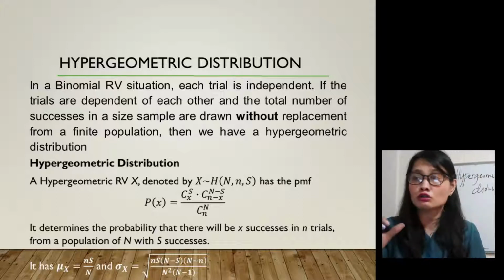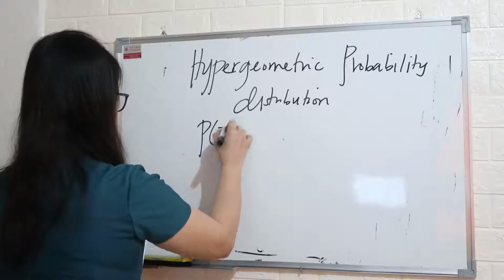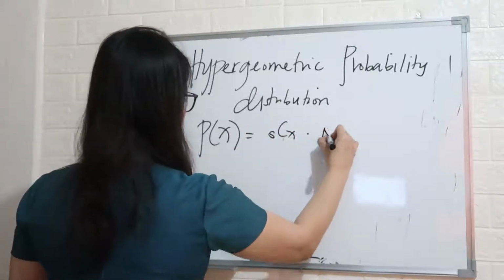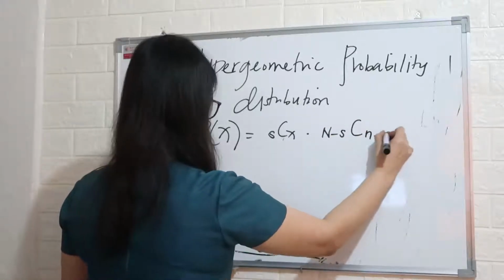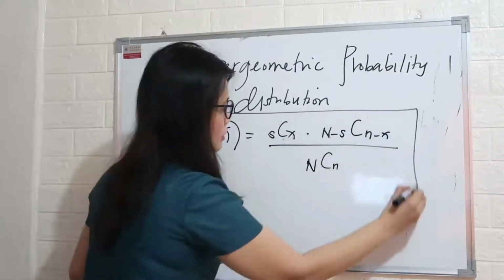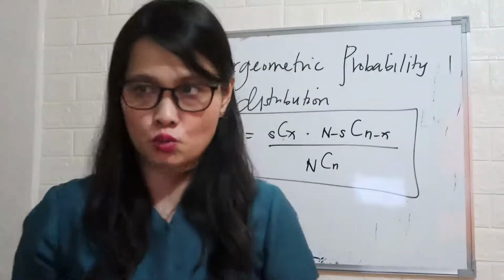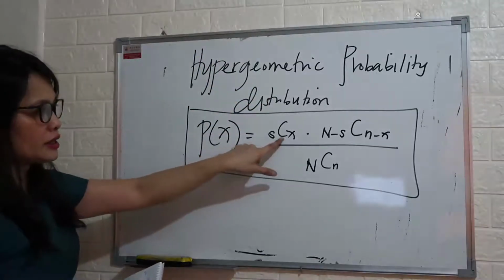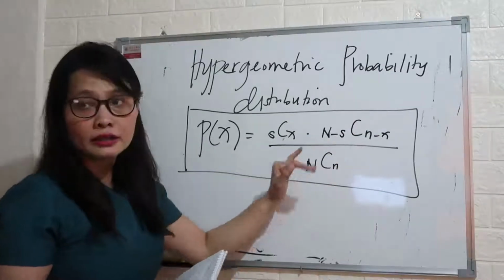Okay? So how do we solve hypergeometric distribution? Take note of this. The probability of x is equal to S taken x multiplied by N minus S taken n minus x over N taken n. Don't worry, the formulas are given in the long quiz number 1. So the hypergeometric probability distribution: the probability of x is equal to S taken x multiplied by N minus S taken n minus x all over N taken n.